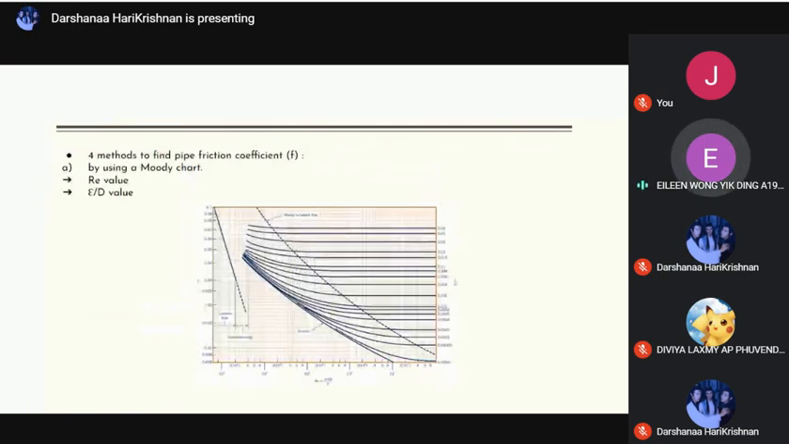So there are 4 methods to find the pipe friction coefficient. The first one is by using a Moody chart. So we need to find the Reynolds number. We can use the previous equation or just use rho V d divided by the dynamic viscosity. And then we need to find the equivalent pipe roughness divided by the diameter value. So by these 2 values, we can directly read the f value from the Moody chart.